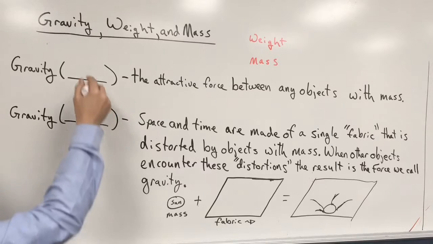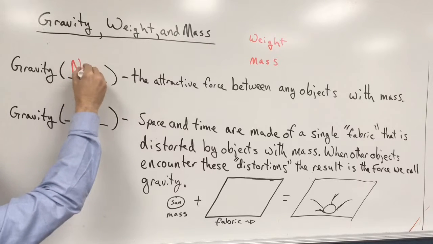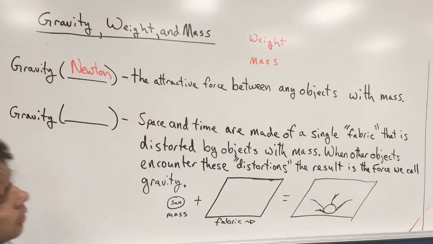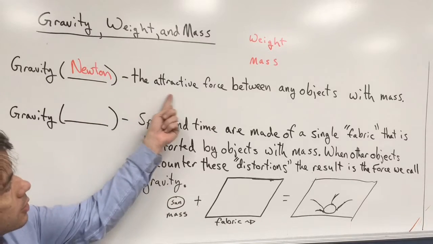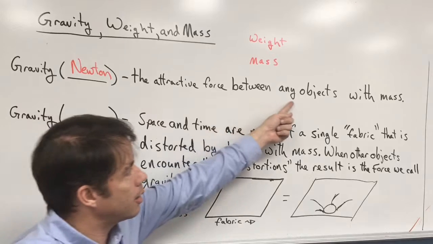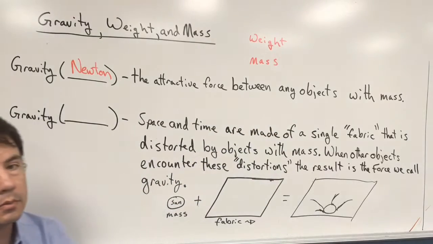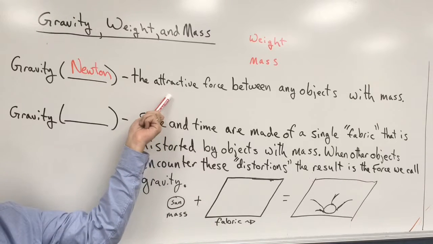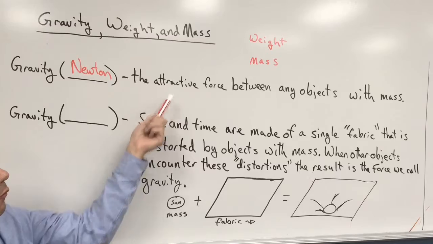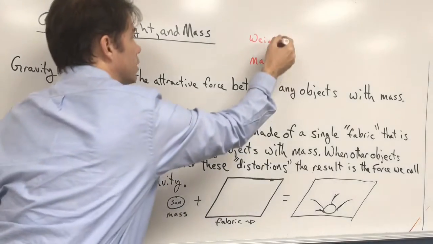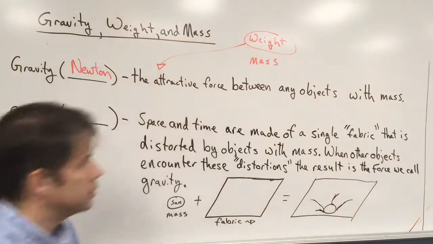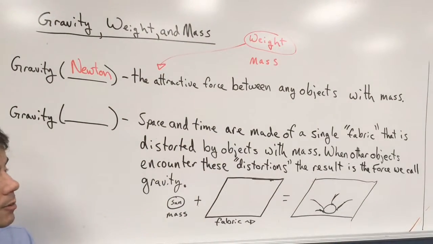Gravity was defined by Sir Isaac Newton. So this is going to be Newton's definition of gravity. What he said is gravity is the attractive force between any object with mass. So this is also the definition for weight. Weight is the attractive force between any objects with mass.